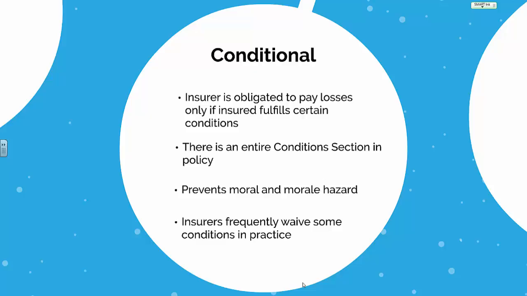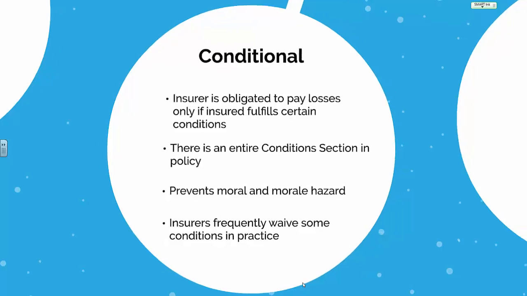Insurers frequently waive some conditions in practice. For example, they might waive the requirement that there be an inspection. If the insurer reasonably believes that the loss has occurred, they might waive the inspection to save some money.